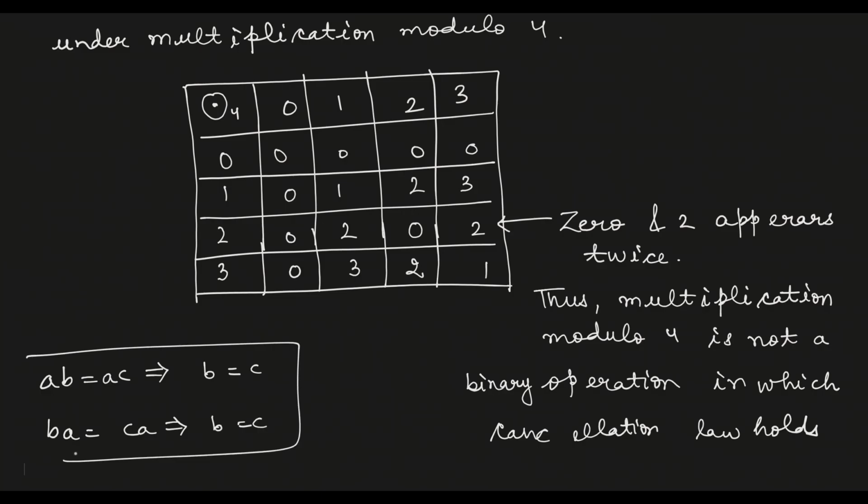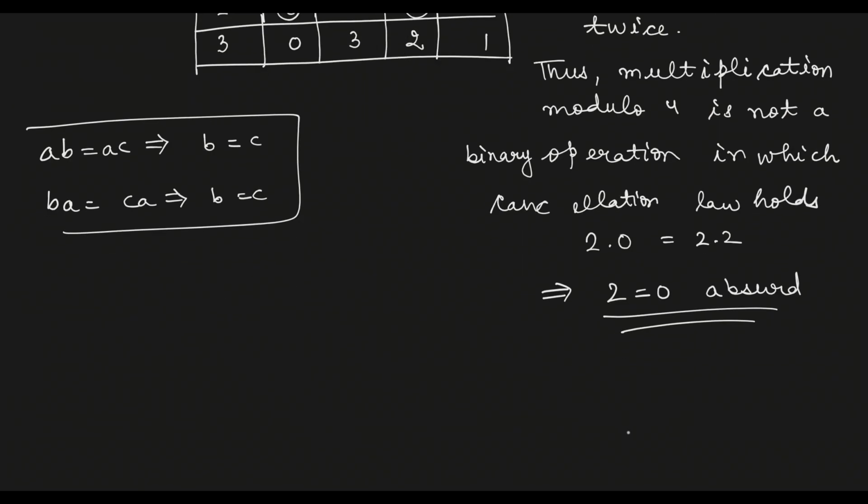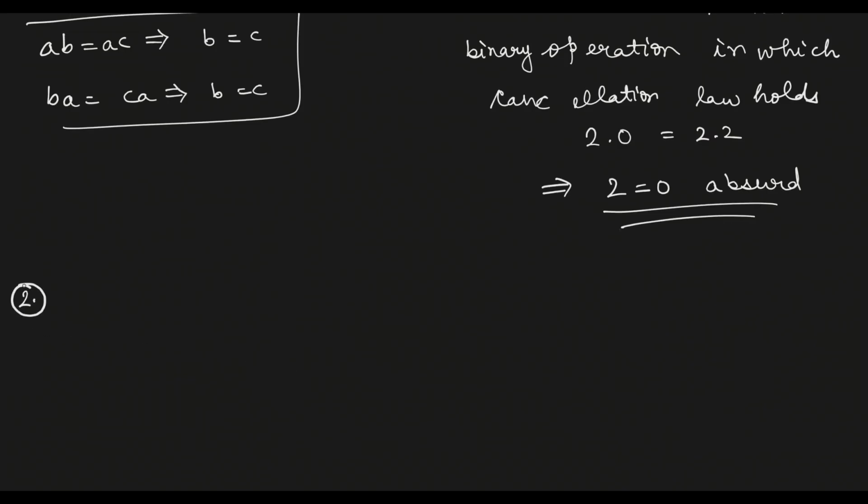So here what will happen? 2 into 0 is equal to 2 into 2, because in both of these I am getting 0. So by following this cancellation law, it should be that 2 is equal to 0, which is absurd. This is not possible.